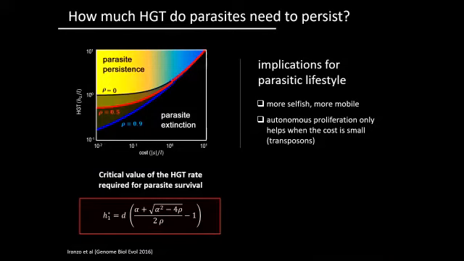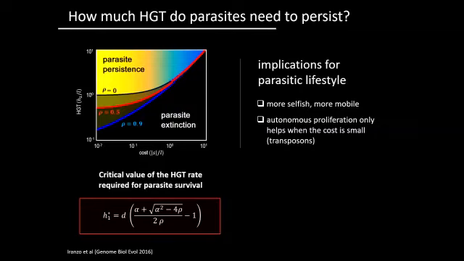For that, we develop a model that allows us to predict the minimal rate of horizontal gene transfer required for persistence, which is this formula here. Here it is graphically plotted. As a function of the cost of the parasite, if the cost is higher, you need to increase the horizontal transfer rate. Parasites that are very costly need to be very good at transmitting themselves to other hosts.